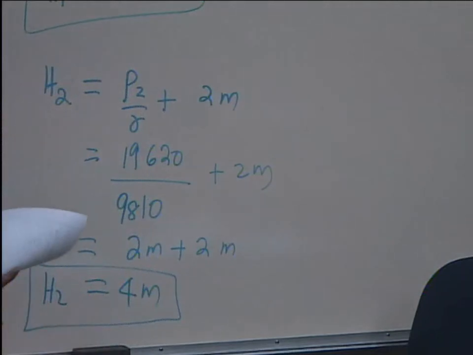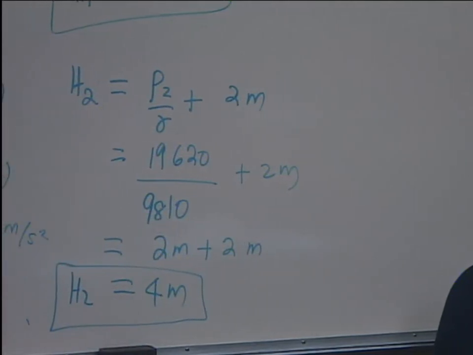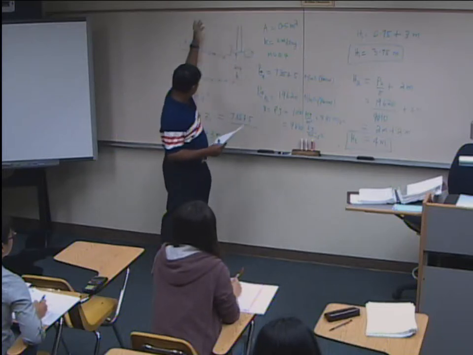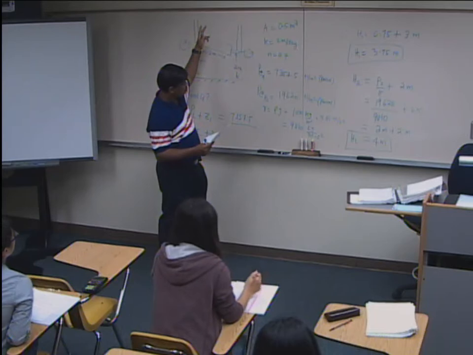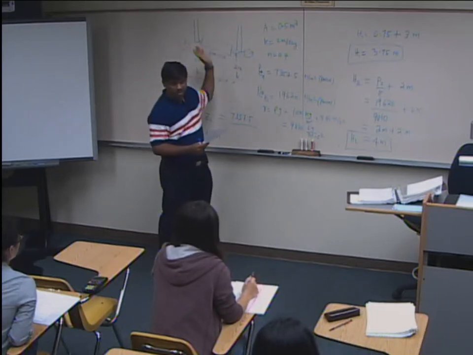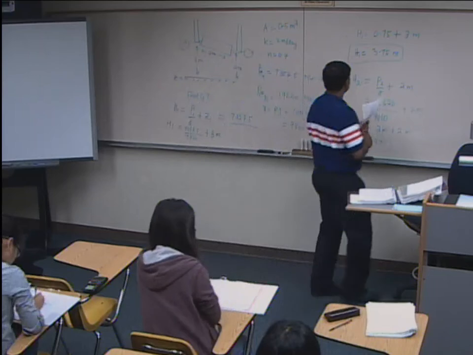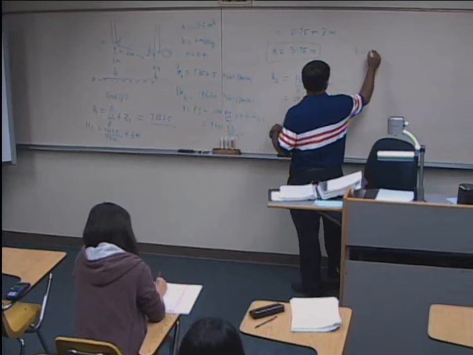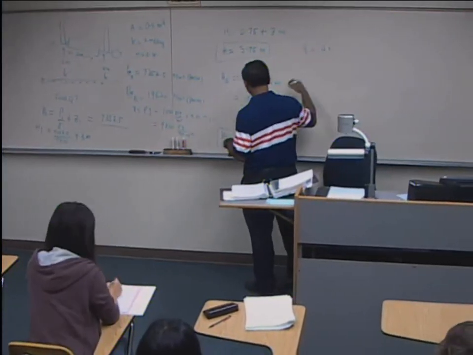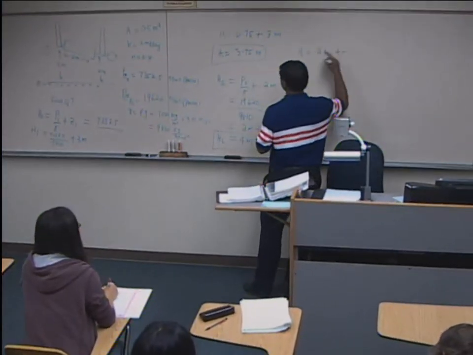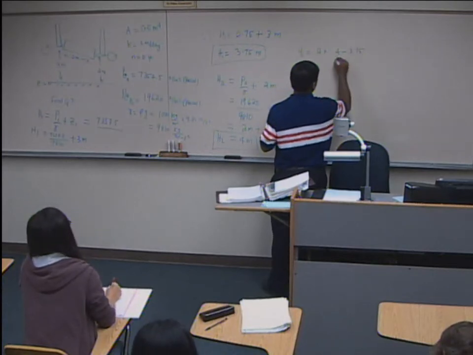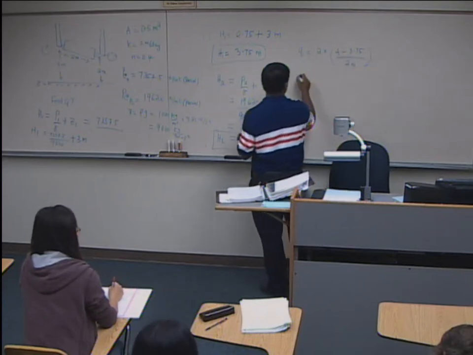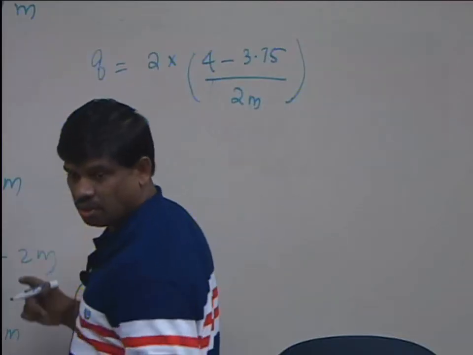First of all, what is the direction of flow here? H2 is higher, 4 meters, compared to 3.75. The direction of flow is the other way around. Now from this you can find Q. K is given as 2 times delta H, which is 4 minus 3.75, divided by 2 meters. What is Q? Can you compute that for me?